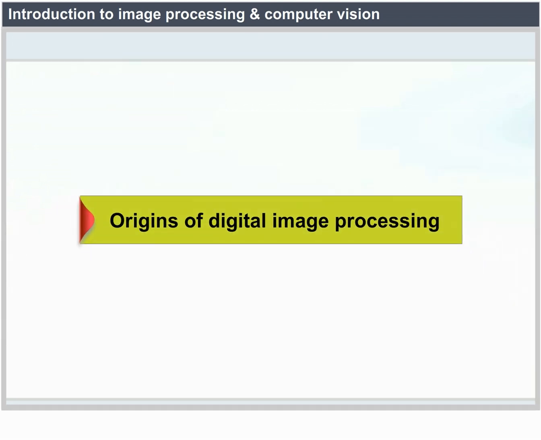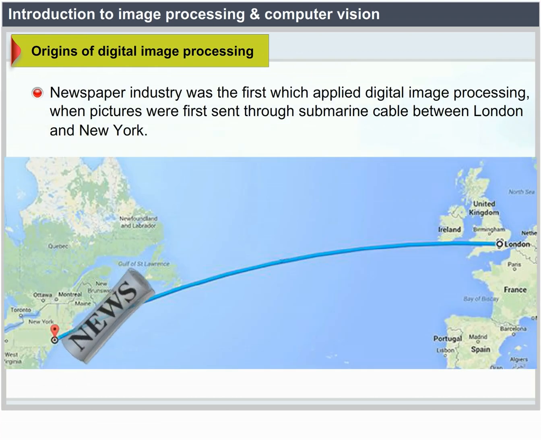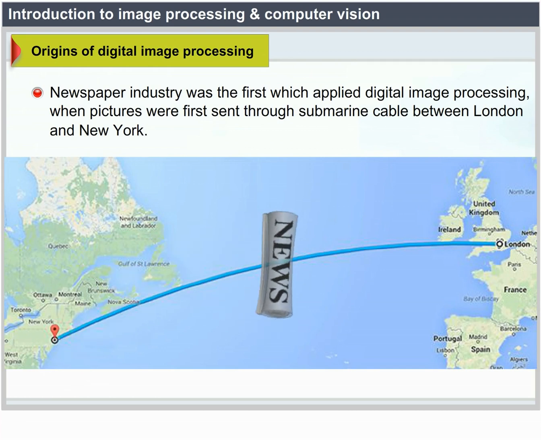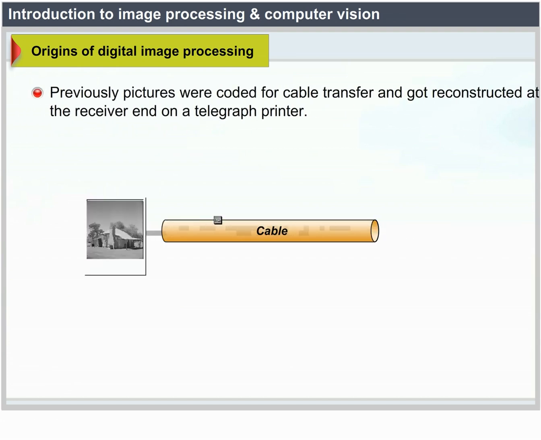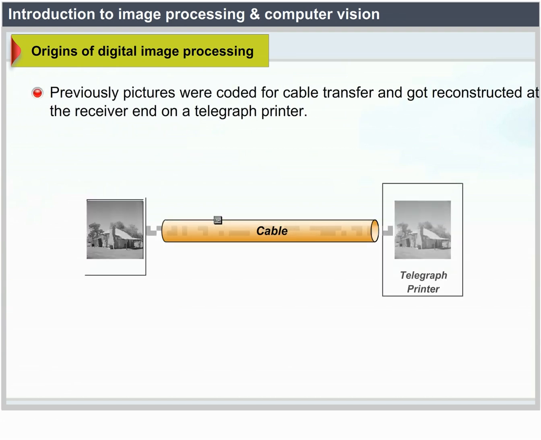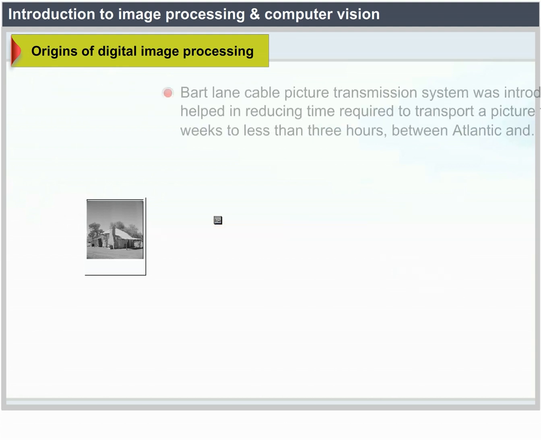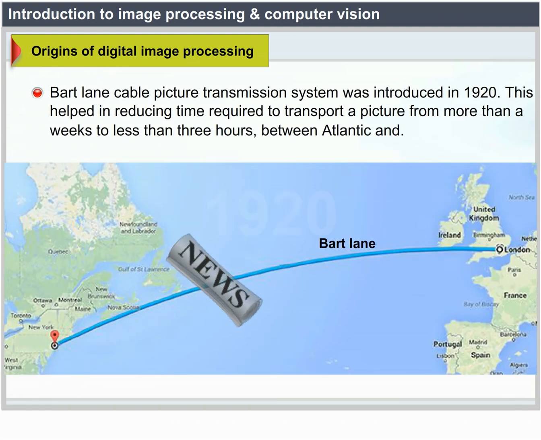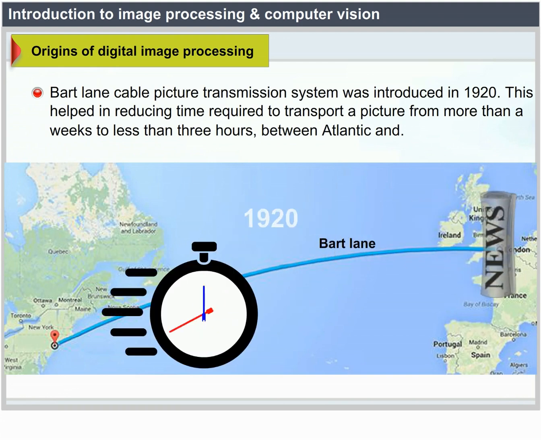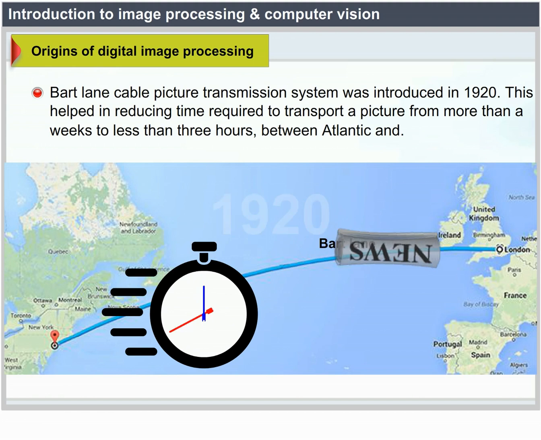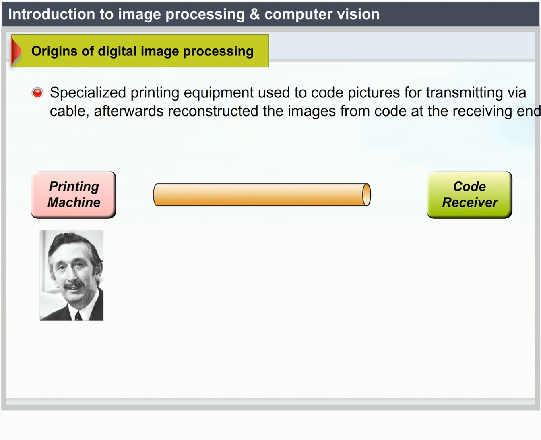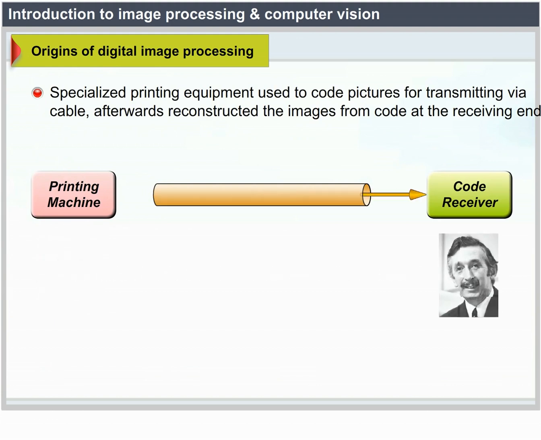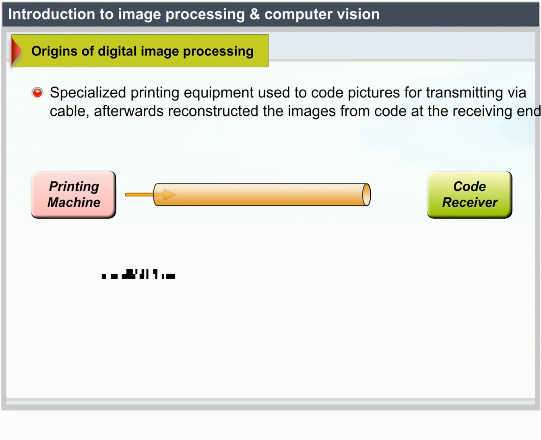Origins of digital image processing. One of the first applications in digital image processing was in the newspaper industry, when pictures were first sent by submarine cables between London and New York. Pictures were coded for cable transfer and reconstructed at the receiver end on a telegraph printer. The introduction of the Bartlane cable picture transmission system in 1920 reduced the time required to transport a picture across the Atlantic from more than a week to less than 3 hours. Specialized printing equipment was used to code pictures for transmitting via cable and then reconstruct the image from the code at the receiving end.